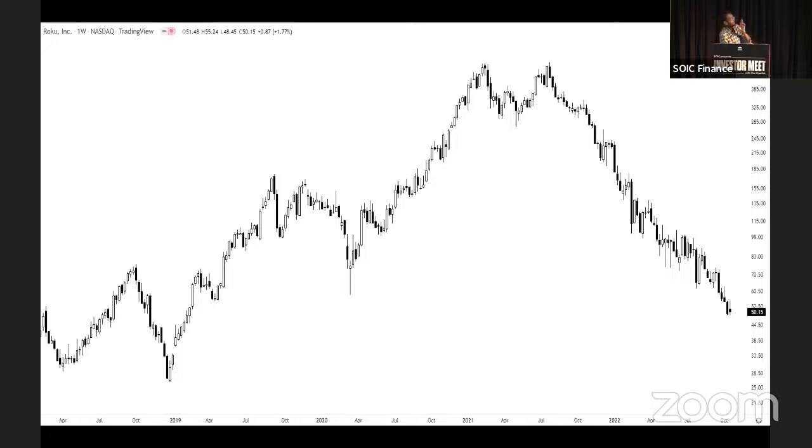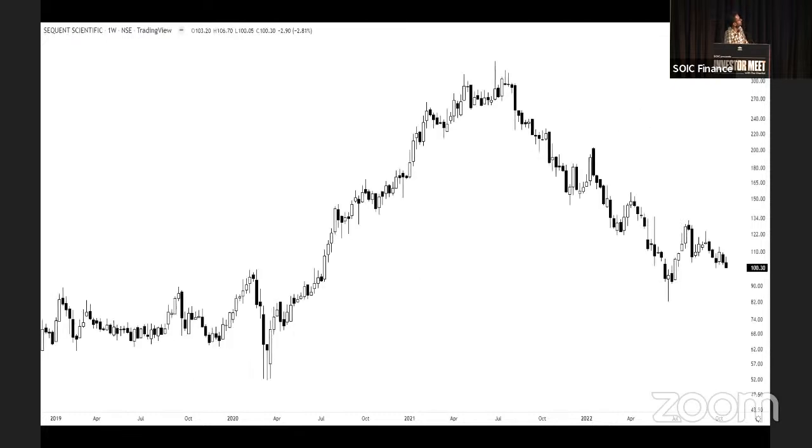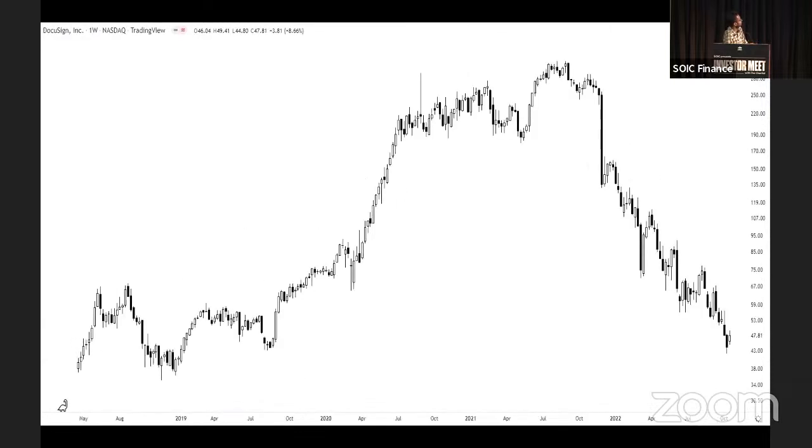Next. Okay. This has some lag in here in the remote. Yeah, Indian Energy Exchange is the Indian example now, the Indian stock. So you see now the stock moved up. Sequent Scientific, one more example, DocuSign.